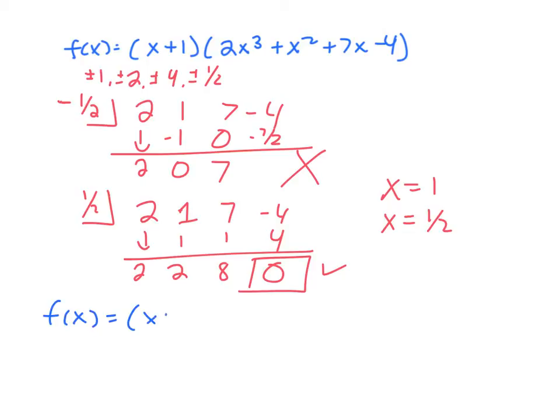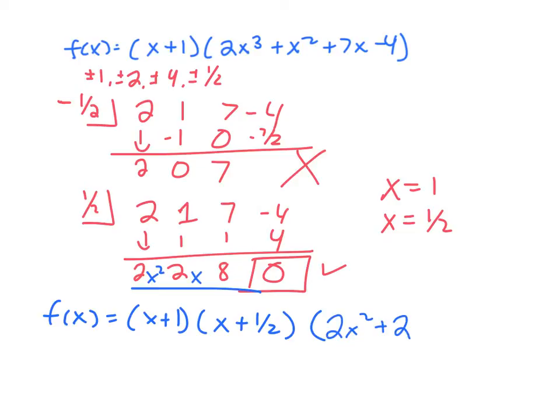So let's go ahead and rewrite f of x. So it's x plus 1, x minus 1/2, and now we have this left over. So that would be x squared, and then this is an x. Okay, so that'd be 2x squared plus 2x plus 8.